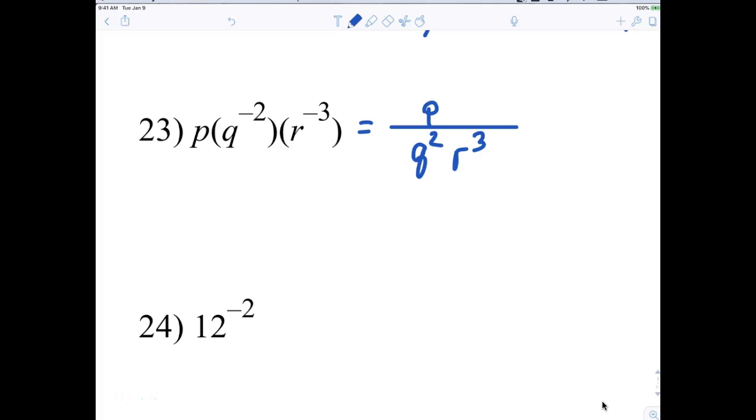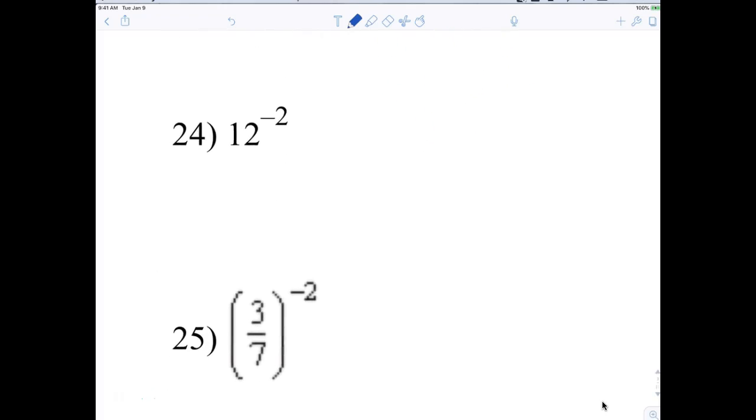All right. Okay, Ben. 12 to the negative 2 is the same as what? So it'll be 1 over 12 squared. Now, a general rule is this: if you can tell me what 12 squared is, you should just do it. What's 12 squared? 144. Everybody in here should know that 12 squared is 144. All right.